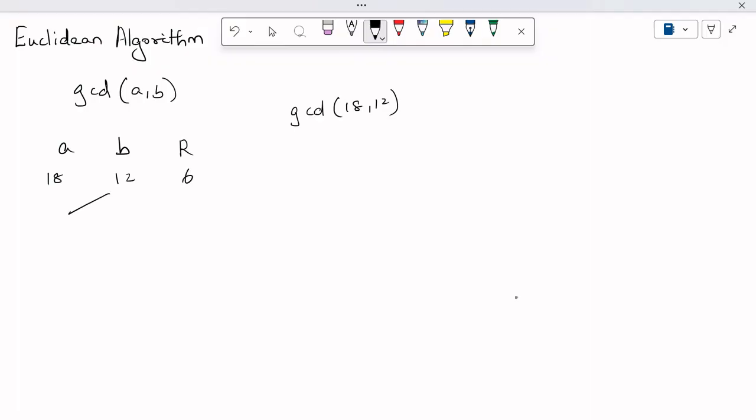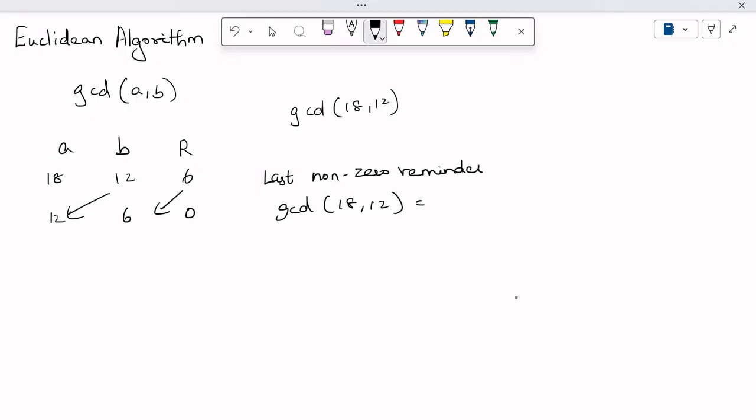In the next step, B will become A and R will become B. So 12 and 6. What is the remainder? 12 divided by 6, the remainder is 0. So the last non-zero remainder is the GCD. Here in this case, the last non-zero remainder is 6. Of course, in this case, we can directly find it out. But if A and B are larger, then it will be difficult.